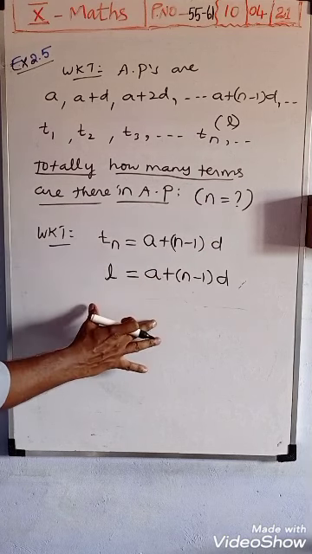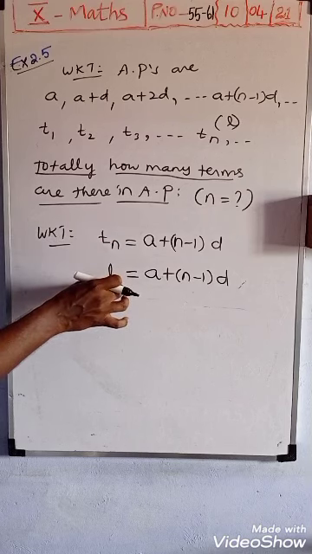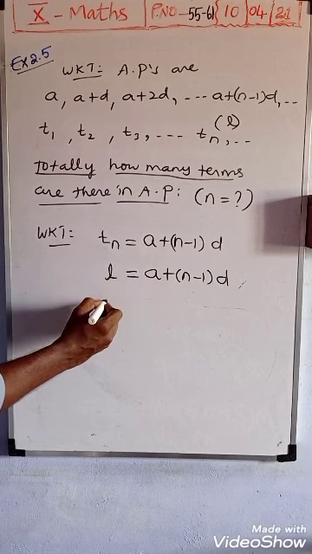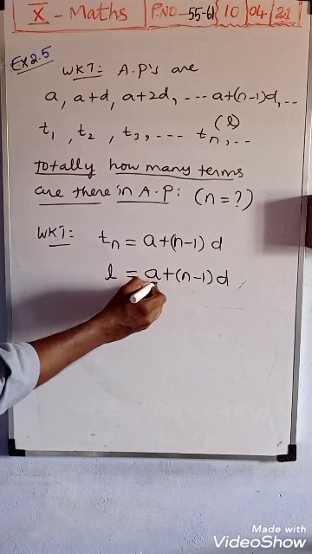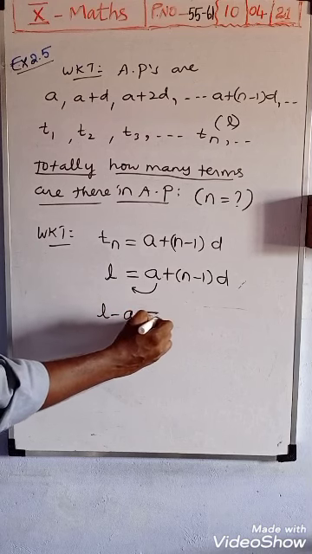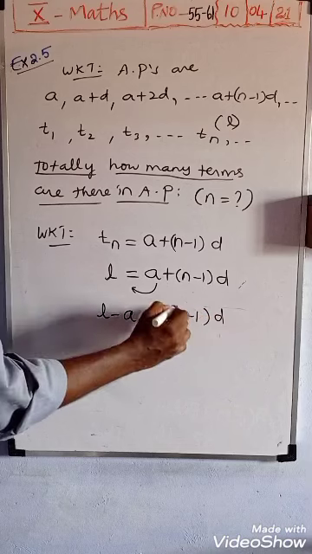Using this formula we will find N. Instead of Tn you will want to substitute L. So L is equal to A plus (N minus 1) into D. Now you expand this. Plus A, this side comes minus A. So L minus A is equal to (N minus 1) into D.